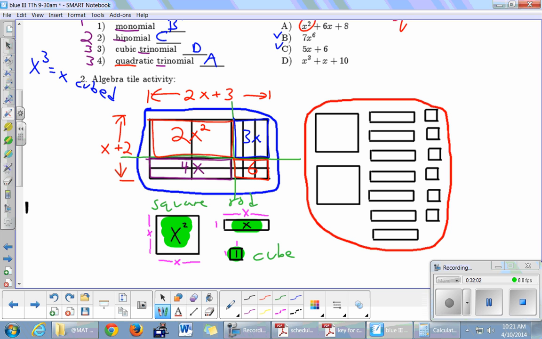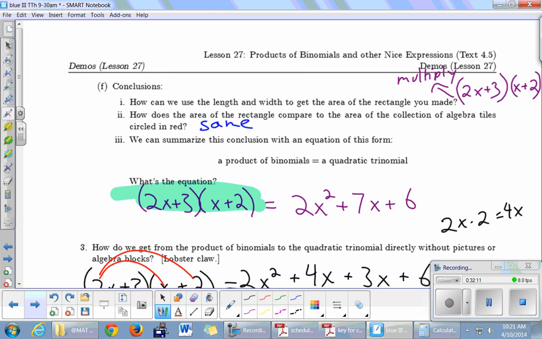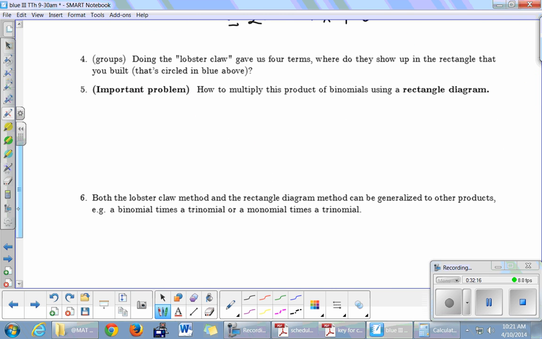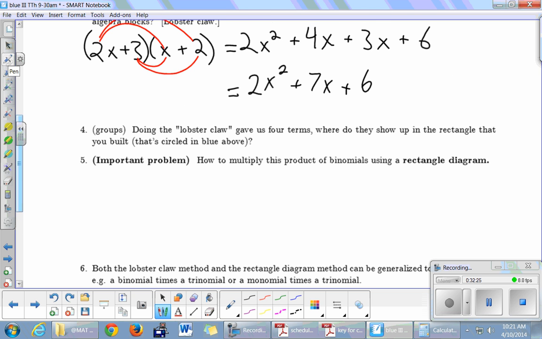Do you see those 4 things when we did the lobster claw before we combined? So the lobster claw is doing something that isn't just random, like, okay, do a lobster claw because it's cute, but it actually matches up with what we did on the tables. Okay, one final way to multiply these 2 guys together, again, without referencing the tiles. So I'm going to write this again here, this 2x plus 3 times the x plus 2. I'm going to show you a different way to get to the answer.